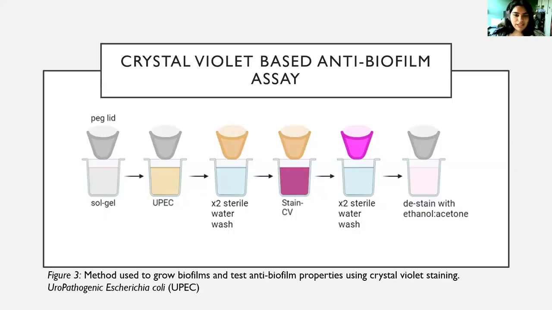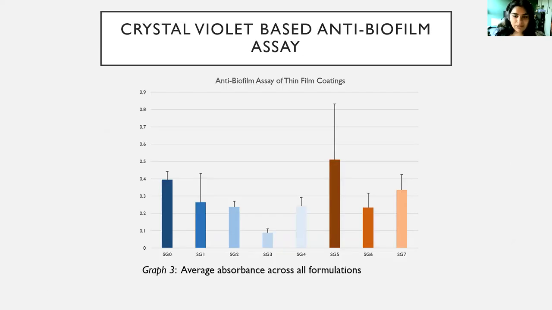So moving on, the next thing I did was a bit of microbiology. I wanted to see how the difference of the coatings affected biofilm formation. This was the method that I used. It was a very simple process of just growing biofilms onto the PEG lids, which I had coated previously with my coatings, and then stained, destained, and then quantified this. And these were the results from it.